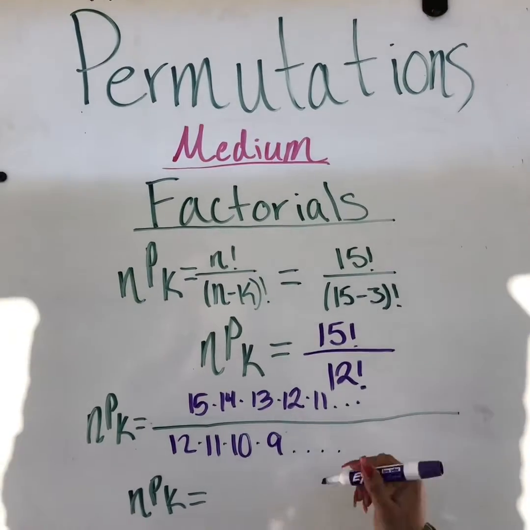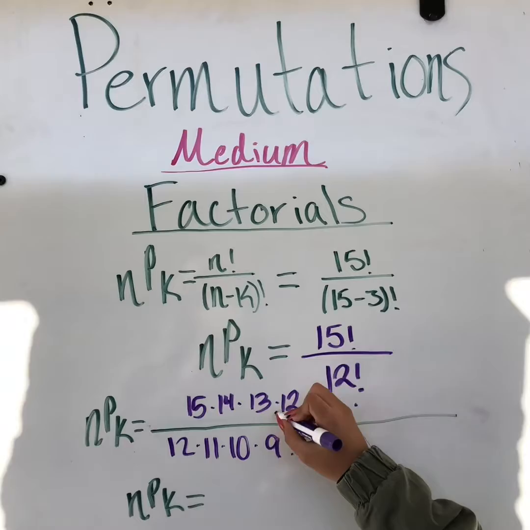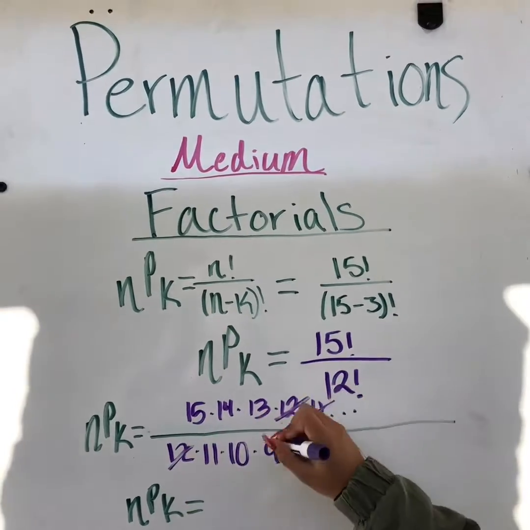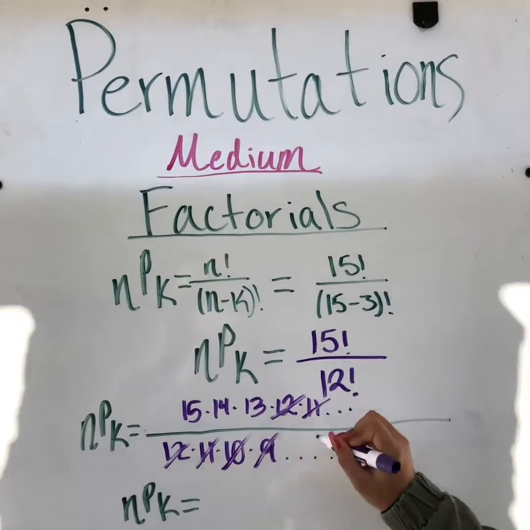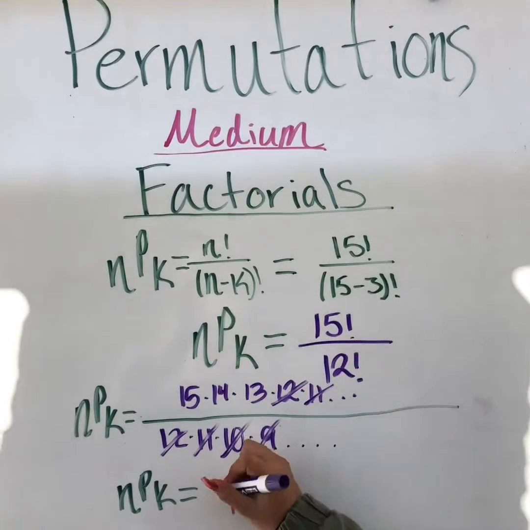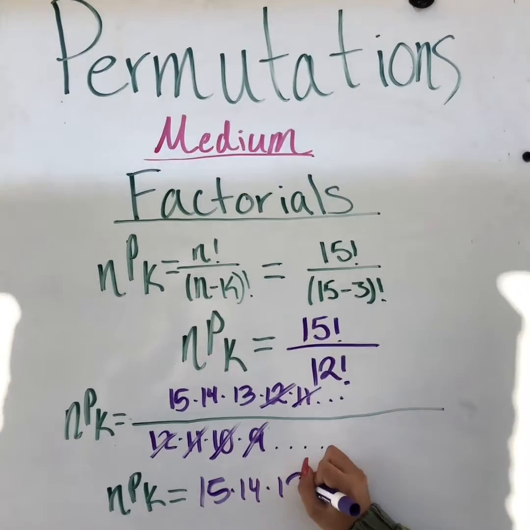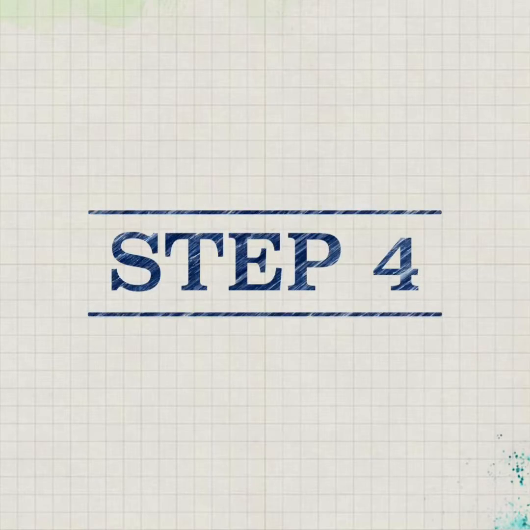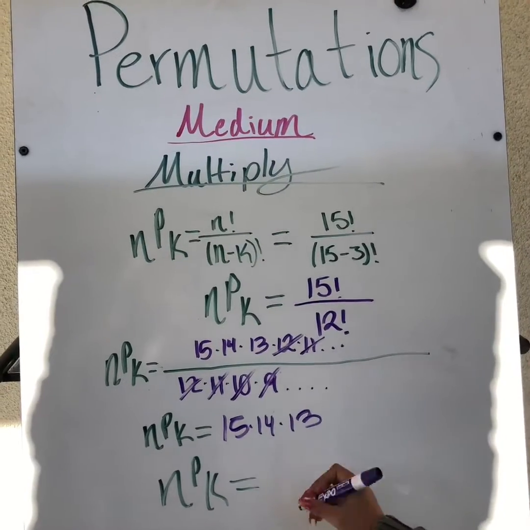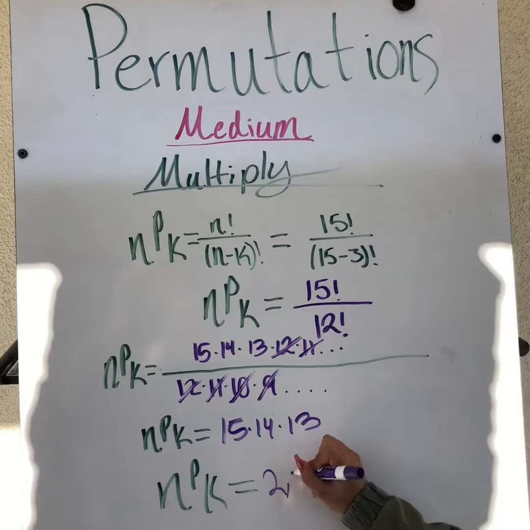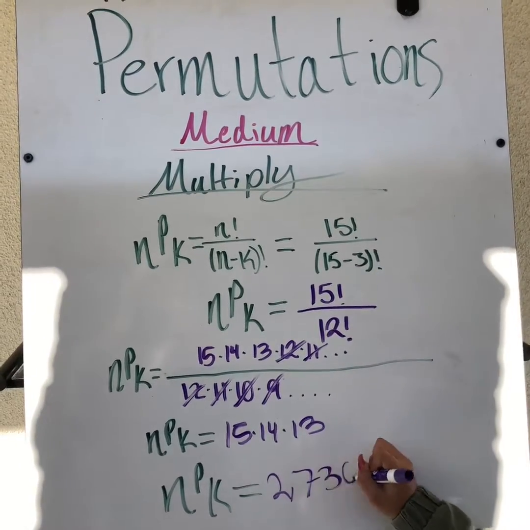And then the shortcut to multiply is to cancel these out. And now you're left with 15 times 14 times 13. And now we multiply, which gives us 2,730.